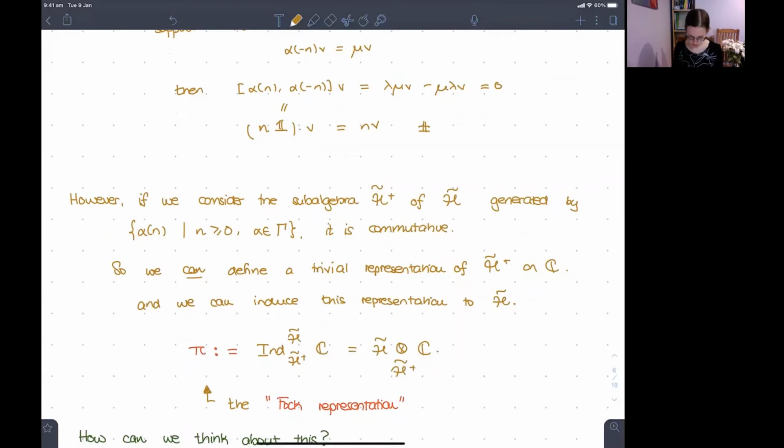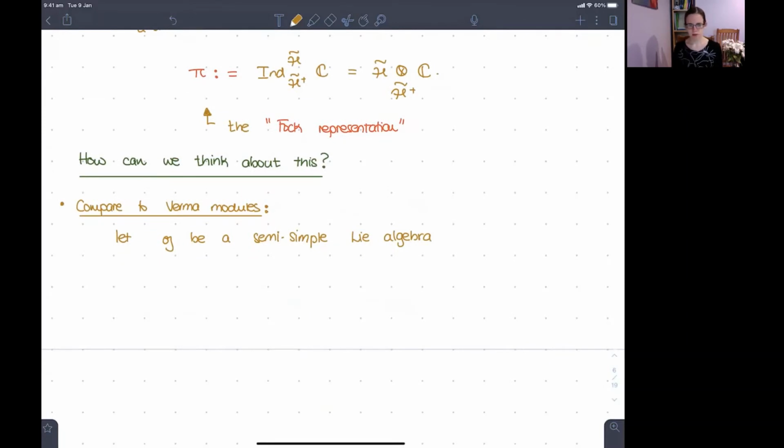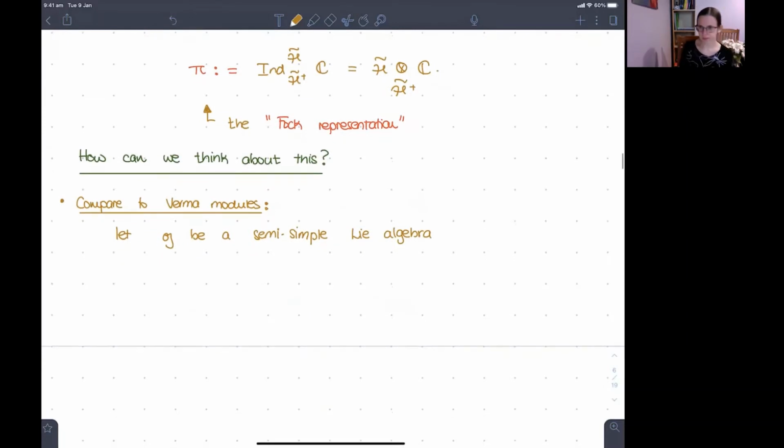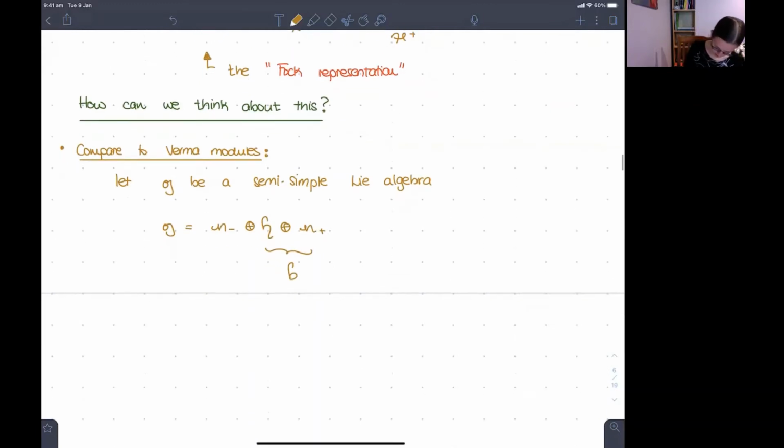So how can we think about it? There's an analogy with Verma modules. Let's remember what we know about Verma modules for a semisimple Lie algebra, G. Let's write G as n minus plus h plus n plus, and this will be our Borel. The analogy that we should keep in mind is that these are going to be the alpha n's for n positive, and these are going to be the alpha minus n's, and this is going to be 1. So this is the analogy.